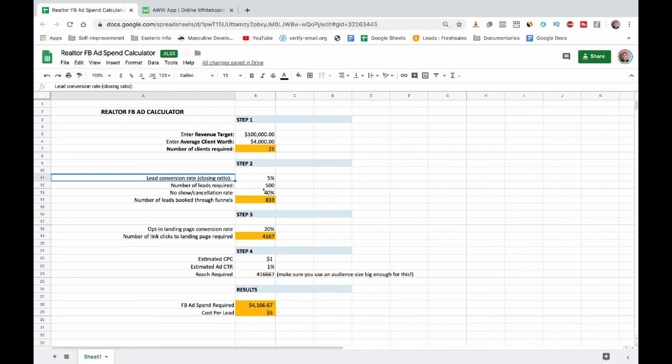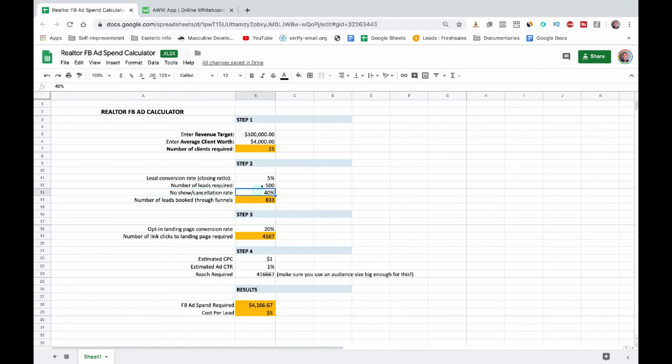So now we can see here, number of leads required, 500. Again, we always like to make sure that you have a large, healthy amount of leads, just so that you can factor in things like cancellations. Because at the end of the day, if it's going to take you 100 leads to close one deal, we also need to factor in cancellations and no-shows, because they do happen.